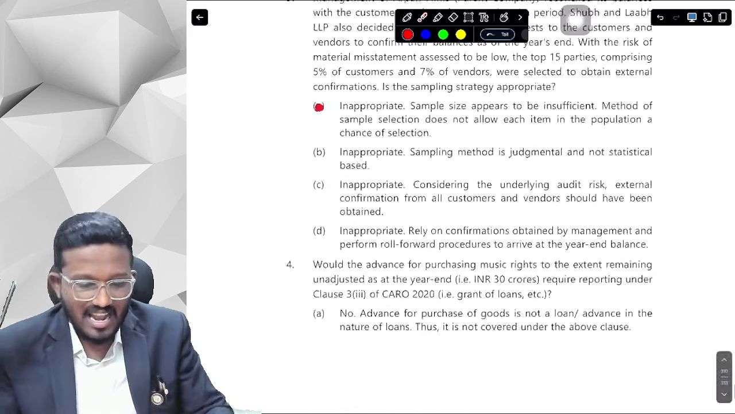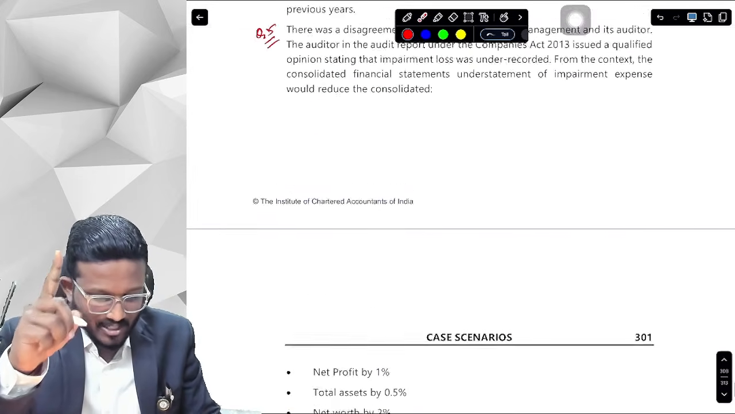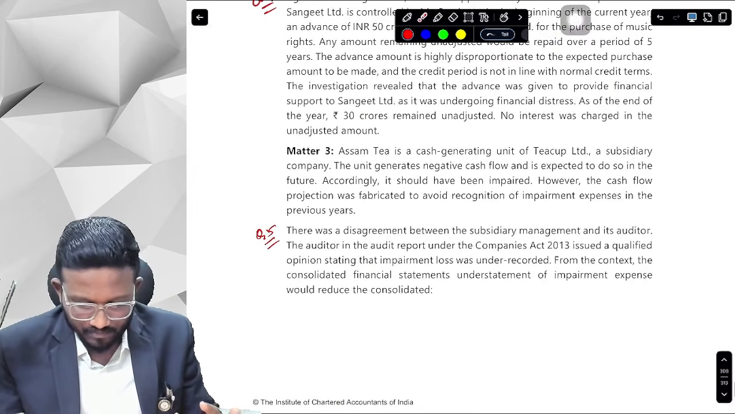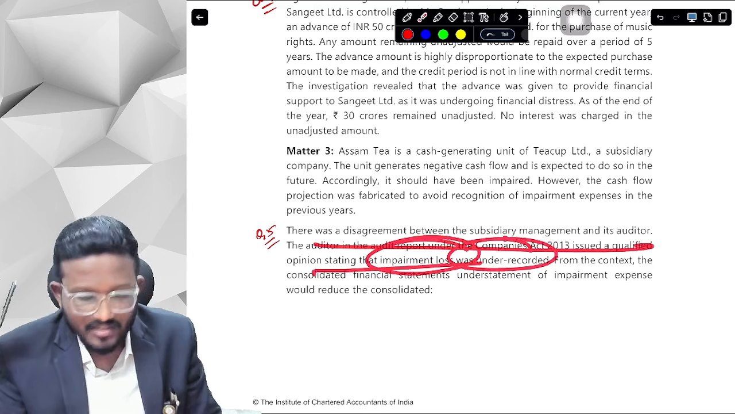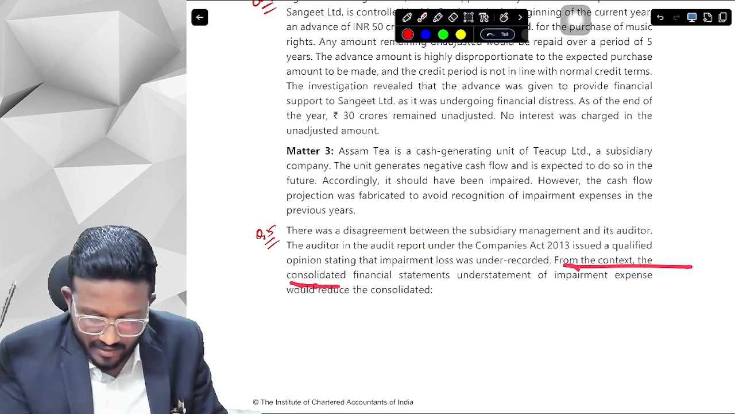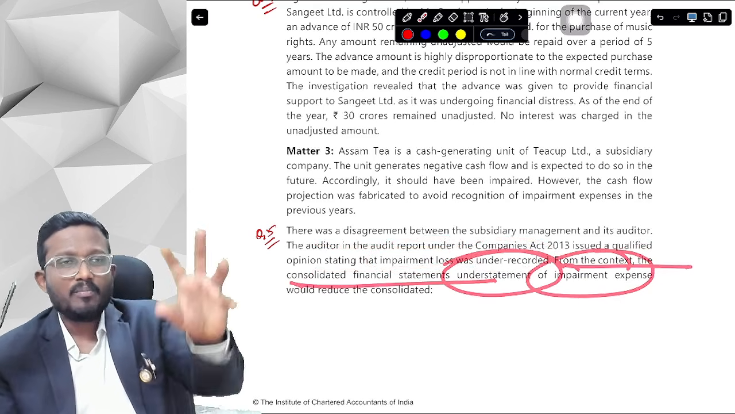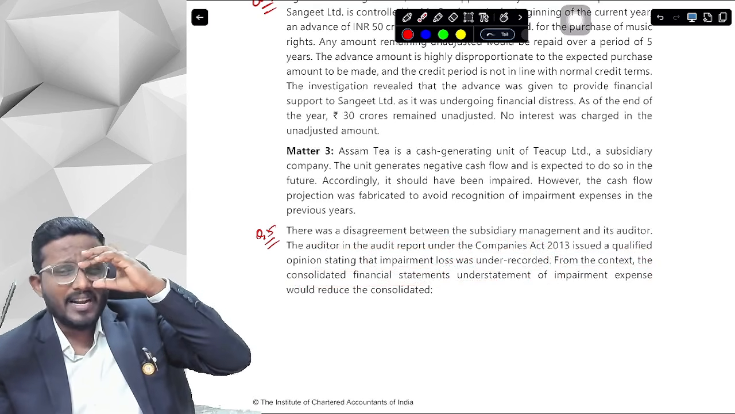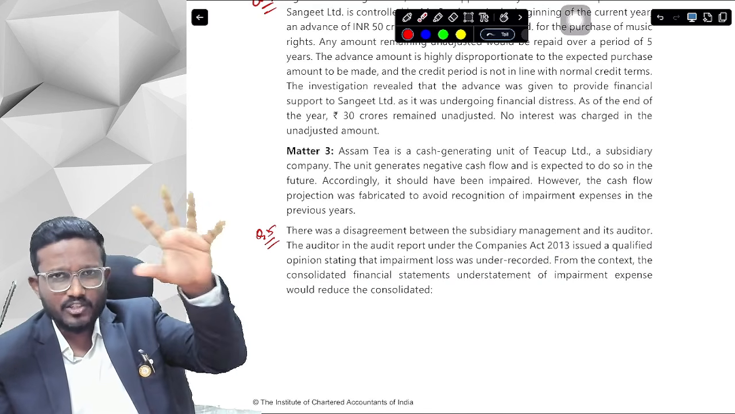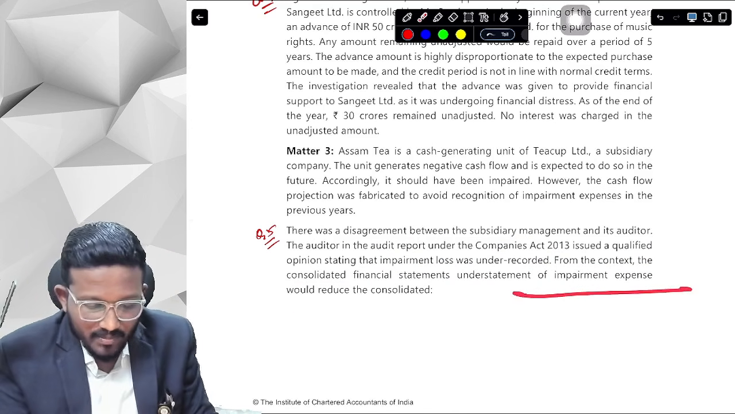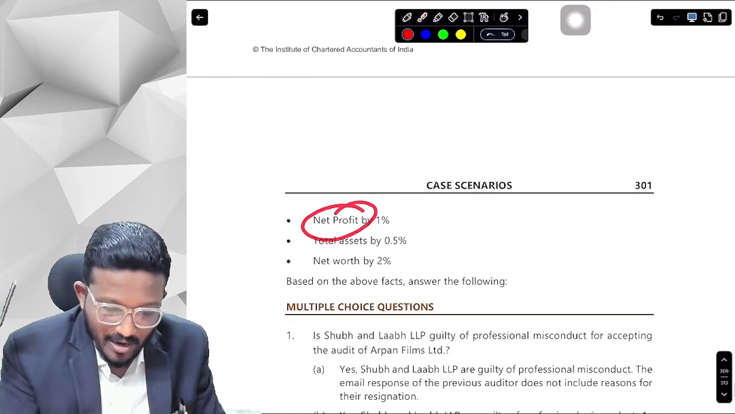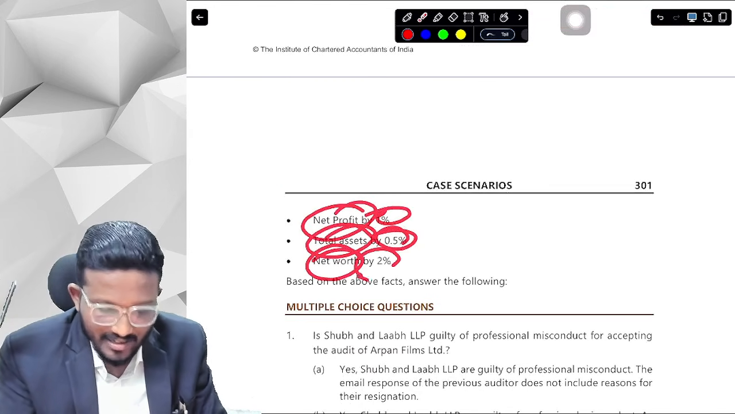Okay, yes, sir. Last question, last MCQ. What is it trying to say? That there was a disagreement regarding an impairment loss that was unrecorded. Okay, from the context, CFS understatement. So basically there was an impairment expense that was not recorded in the subsidiary's financial statements, and to put it in context in terms of CFS, the impairment expense would have reduced net profit by 1%, total assets by 0.5%, net worth by 2%.